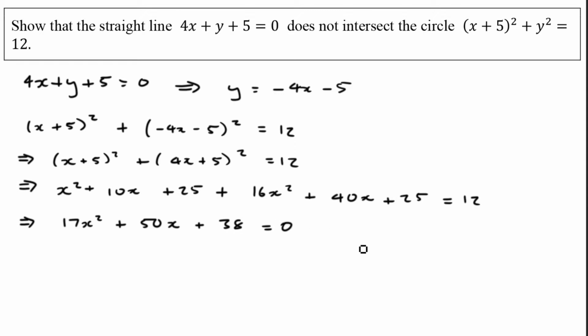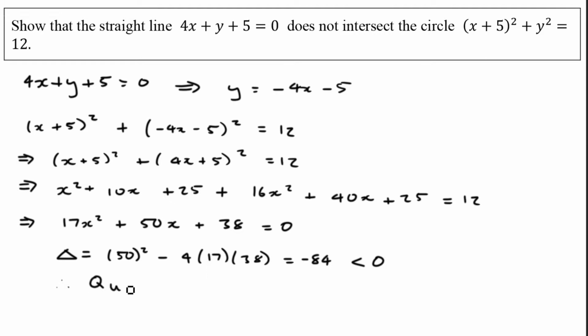In other words, we have a quadratic equation which will give us the values of x where the line and the circle intersect. But we have a method to discover how many solutions a quadratic equation has. We can check its discriminant. In this case, the discriminant is 50 squared, subtract 4 lots of 17 times 38, which is negative 84, which is less than 0. Therefore, we can say that the quadratic has no solutions.